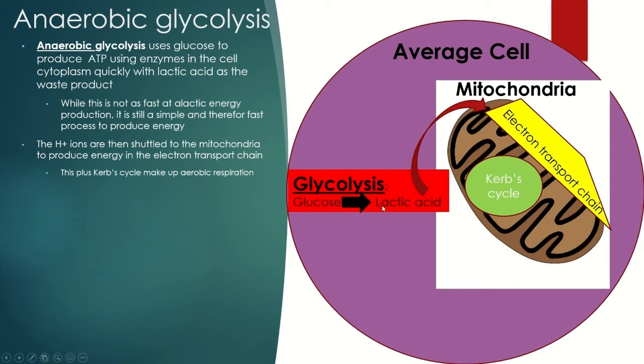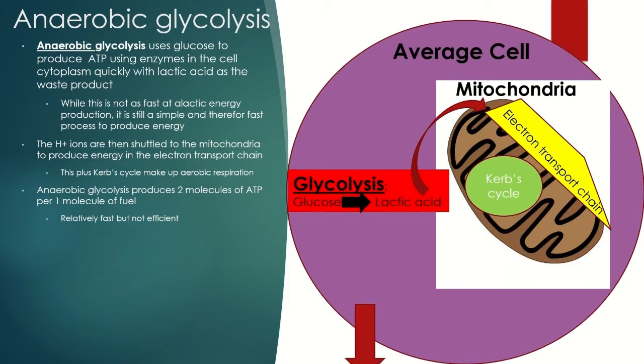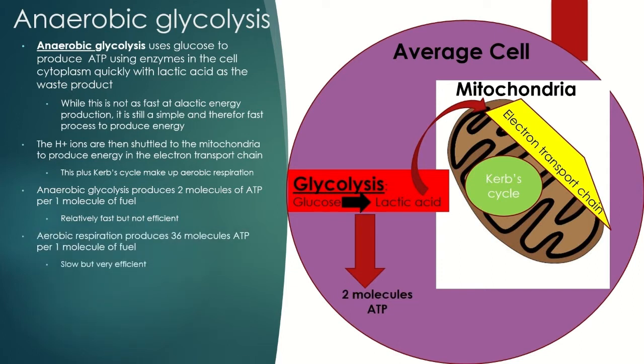Here we've got glycolysis. Lactic acid is feeding the aerobic respiration as it's kind of going on. Anaerobic glycolysis produces 2 molecules of ATP per 1 molecule of fuel, so it's relatively fast, but it's not efficient. Okay, so we've got 2 molecules of ATP. Aerobic respiration produces 36 molecules of ATP for 1 molecule of fuel, so it's slow but very efficient. Okay, 36 molecules of ATP being produced.